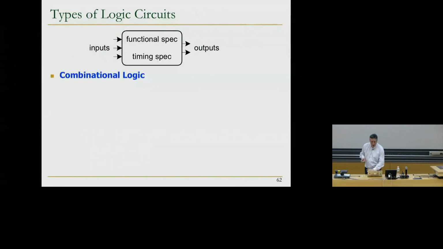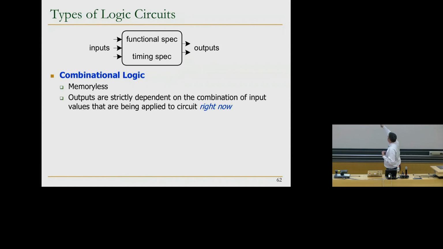Okay, so we talked about that we have different types of logic circuits. The combinational circuits is the one that we are talking about. They are beautiful. They don't carry a grudge, if you want. You apply inputs. The moment the inputs are applied, you have a specification that tells you what the outputs are. Memoryless, effortless. They are strictly dependent on the combination of input values that are being applied to the circuit right now. The name combinational or combinatorial is actually the same. It's not even a British, American English kind of thing. In some of the books, you will see combinatorial or combinational logic. They are both the same.